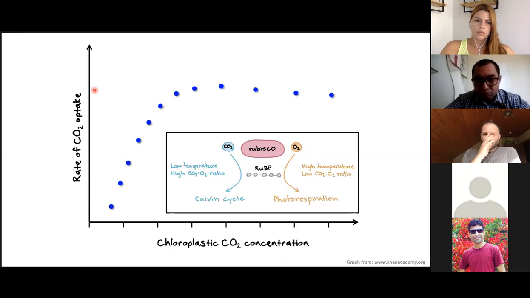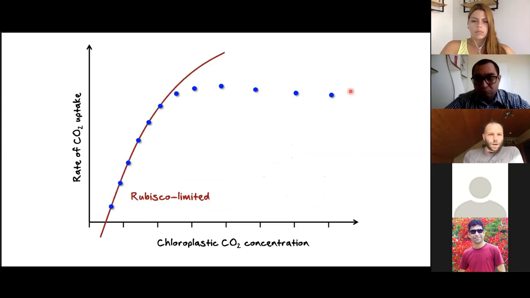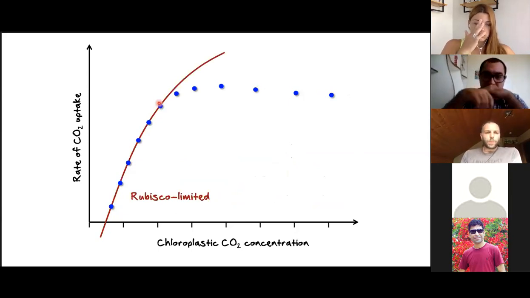So we have an initial increase in assimilation rate that sort of starts to flatten out as you increase the CO2 concentration. And at low CO2 concentrations, you tend to be Rubisco limited. So this is the range where as you give more CO2, or if you have more active Rubisco, you would get an increase in CO2 uptake.